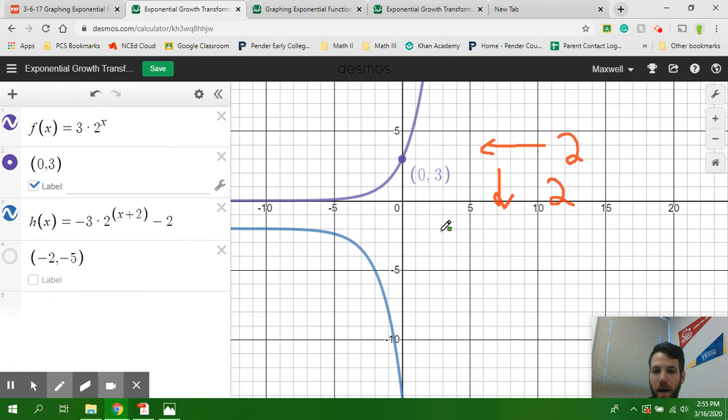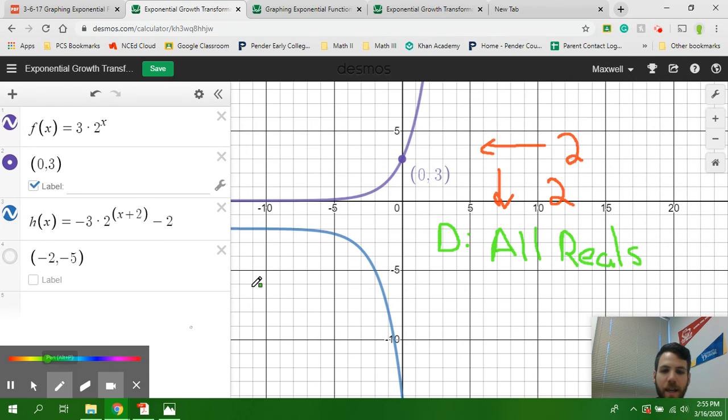Next, we might think about our domain and range. So our domain, like before, that's all real numbers. All reals. We'll abbreviate it a little bit this time.